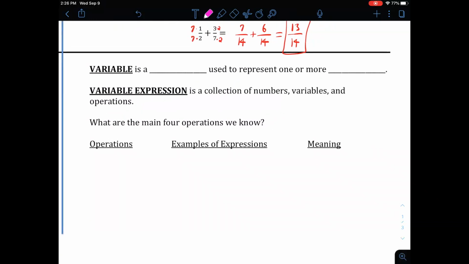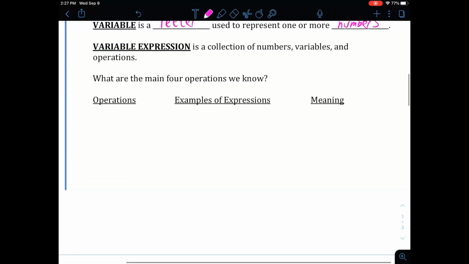You guys heard the word variables before? You guys know what goes in the blank here? What do you think? A variable is a letter used to represent one or more numbers. Did you get it right? Hopefully you did. If you didn't, that's okay too. It's not a problem. It's what we're learning for.